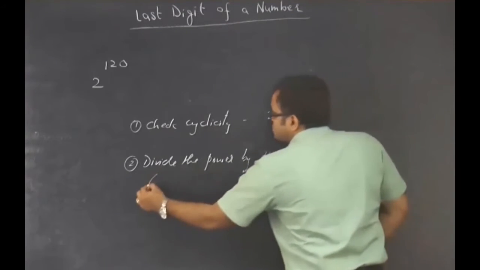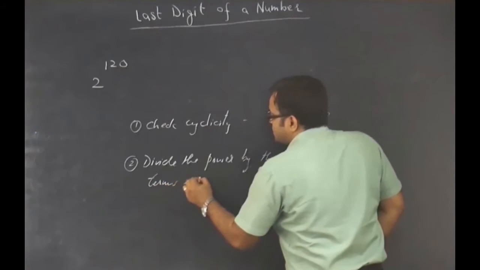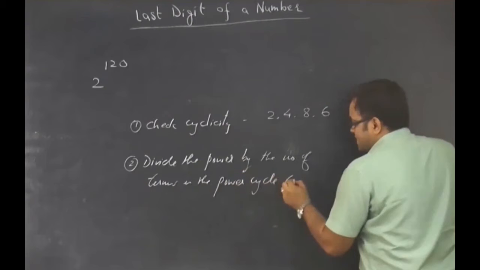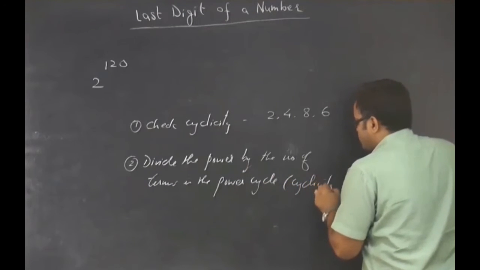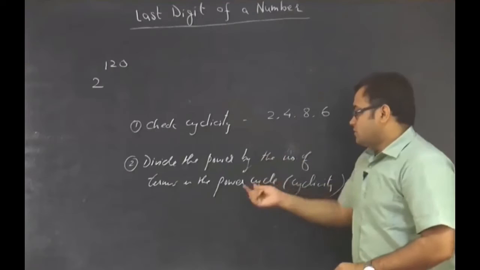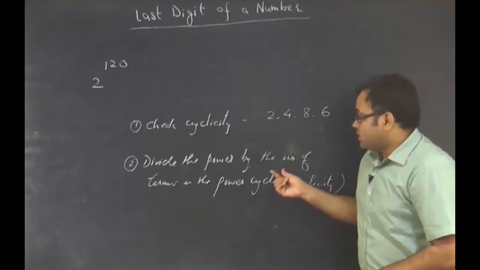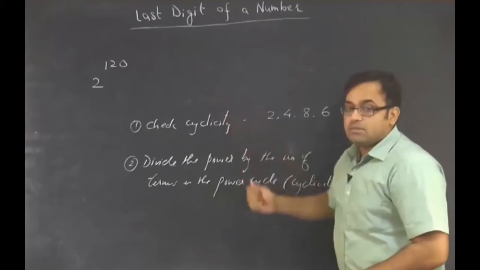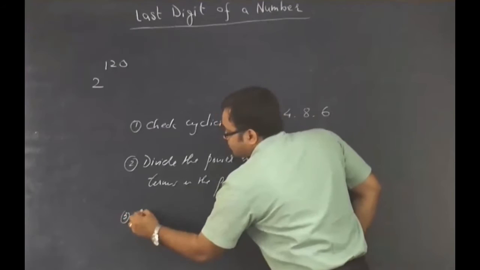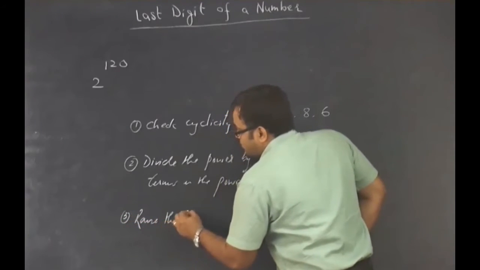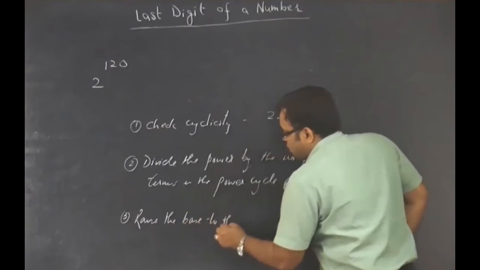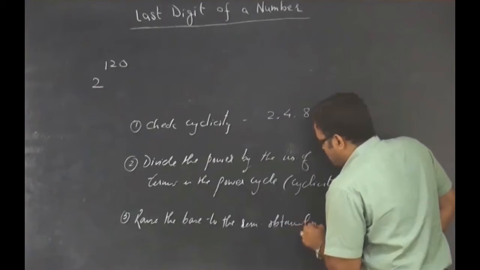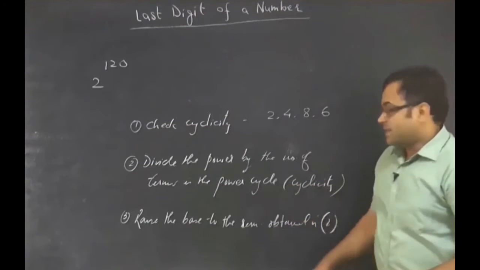divide the power by the number of terms in the cycle, in the power cycle as we call it. This is also called cyclicity. So in this case I'll divide by 4. Step 3: raise the base to the remainder obtained in step 2, and that's it, we are done.